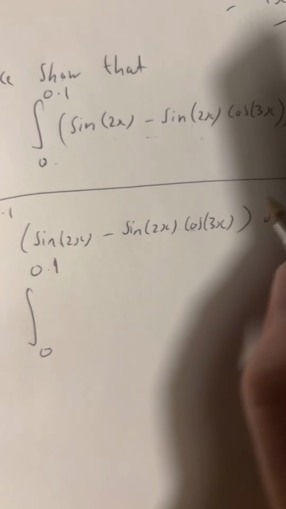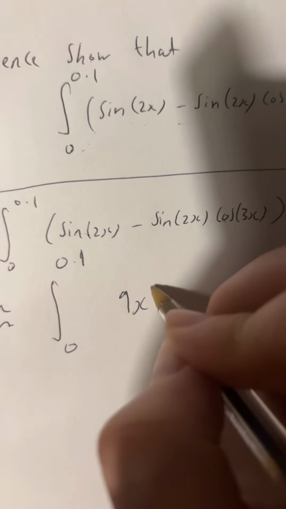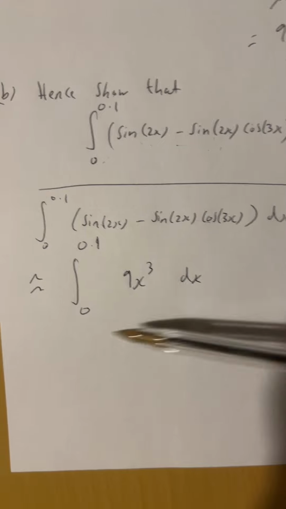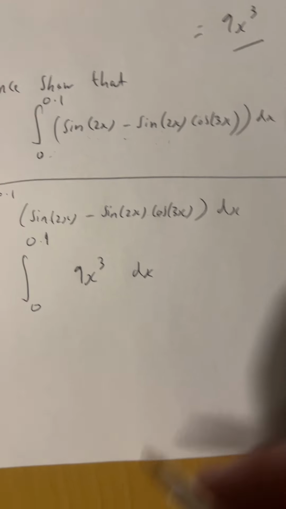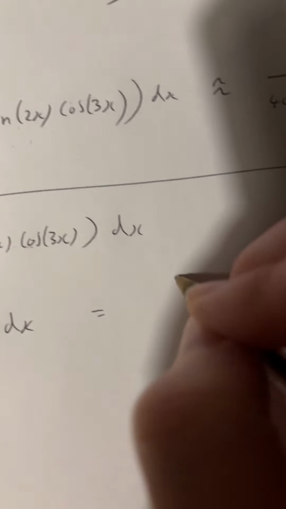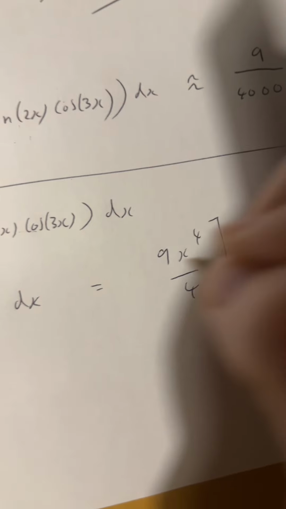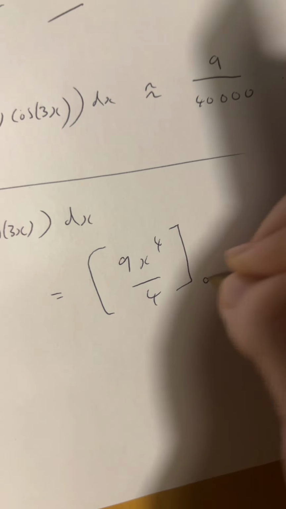It's going to be the integral of 9x cubed with respect to x. So you know from first year how to integrate things like this, right? Add 1 to the power, divide by the new power. So we're going to get 9x to the power 4, divided by 4. Limits are 0 to 0.1.